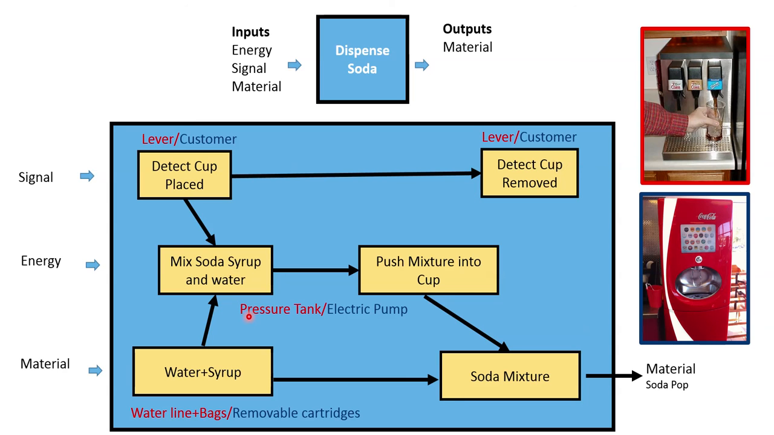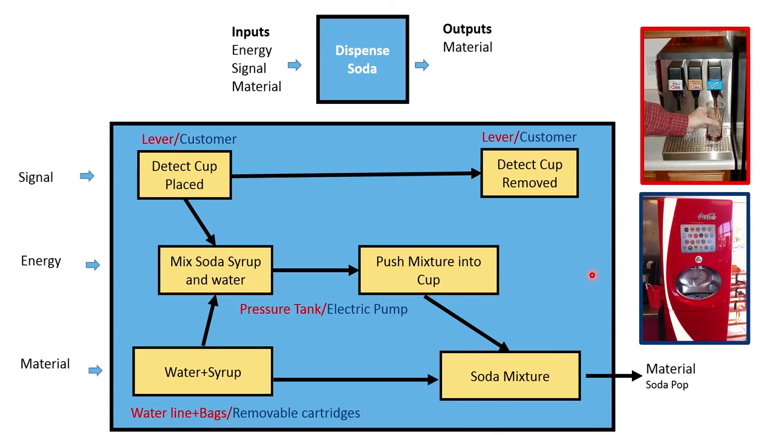From an energy standpoint, there's a pressurized tank that pushes the soda and the syrup together, and it pushes that mixture into your cup. And with the new school style, there's an electric motor that does the work. From a material standpoint, on the older style, there's a water line that's fed into the machine, and then there are some bags of syrup. That's how things get mixed together. And in the new style, there are removable cartridges.